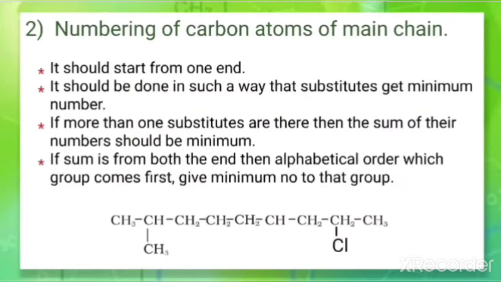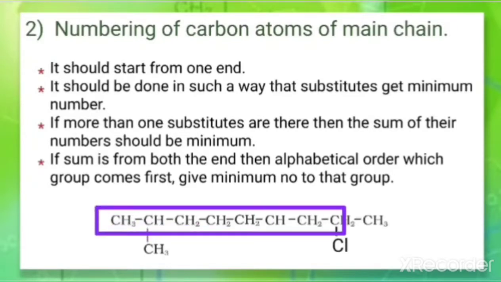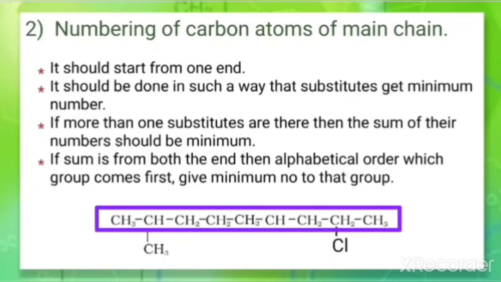Now the next rule says that if the sum from both sides is the same, that is, if the sum is the same from both ends, then we have to follow the alphabetic order. Let us take this example. Let us make the main chain. This is the main chain, and the substituents here: two substituents are there, methyl and chloro. These are the two substituents.